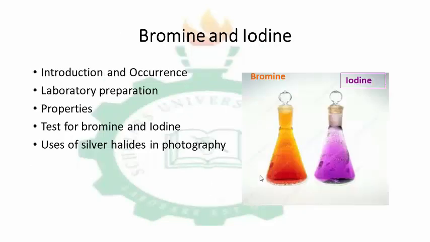Today will be our concluding lecture for the halogen family. Now, we're going to discuss bromine and iodine in our lecture today. Under bromine and iodine, we're going to talk about their occurrence in nature, the laboratory preparation, some of their properties, and tests for bromine and iodine in the lab. And after that, we're going to discuss the uses of silver halide in photography.